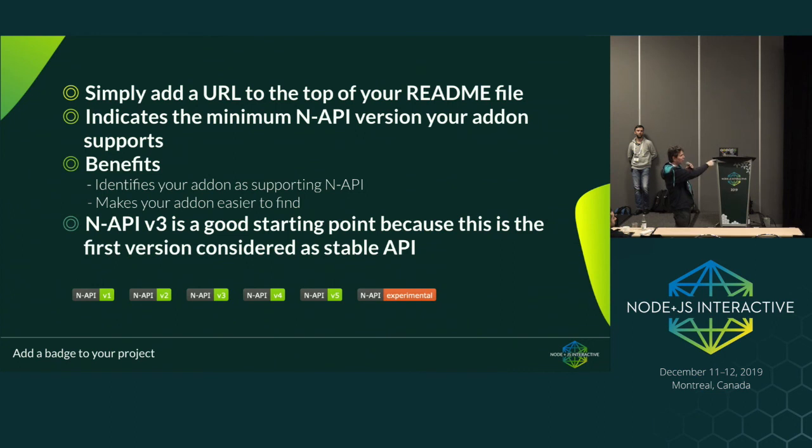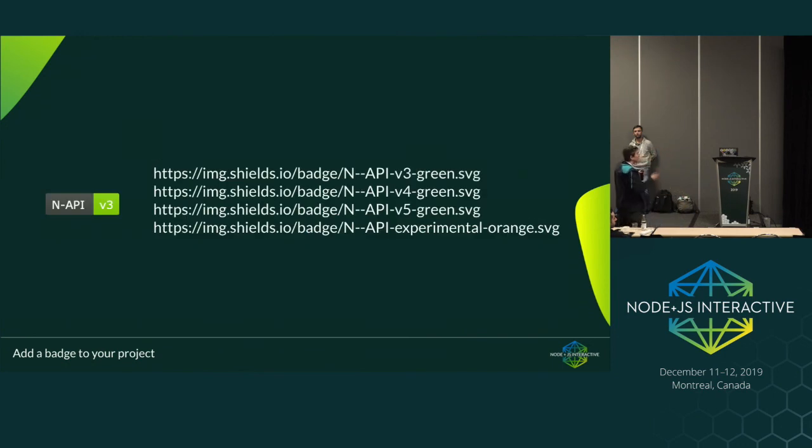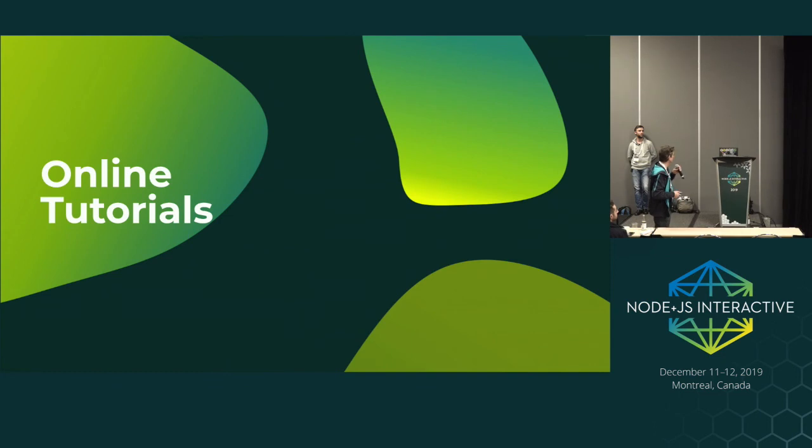And really you want to start with, you know, what's the earliest version of NAPI that you support, with NAPI version 3 being a good choice because that's the one that was supported by all the existing LTSs. And so unless you need to use some of the newer features, that's the best place to start. And there's just some of the URLs that you may need. And so when we send out the slide deck, you'll be able to get those directly.